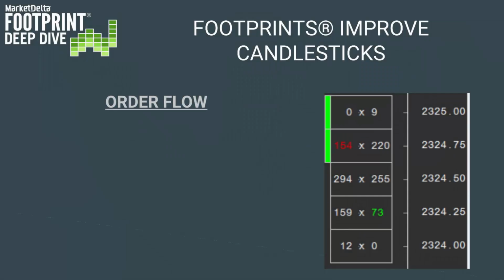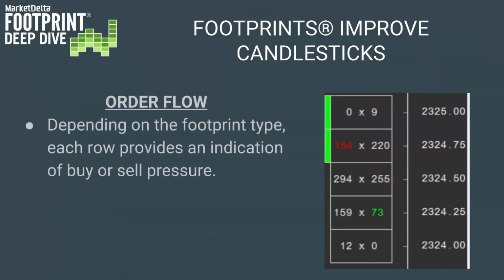Anyway, let's now look at the third component, which would be order flow. Depending on the footprint type, each row provides an indication of buy or sell pressure. Not going to get into great detail right here, but when we talk about buy or sell pressure, we're talking about delta. Delta is the net buying or net selling at a particular price level. And this isn't the best footprint to show it. This is the imbalance footprint.